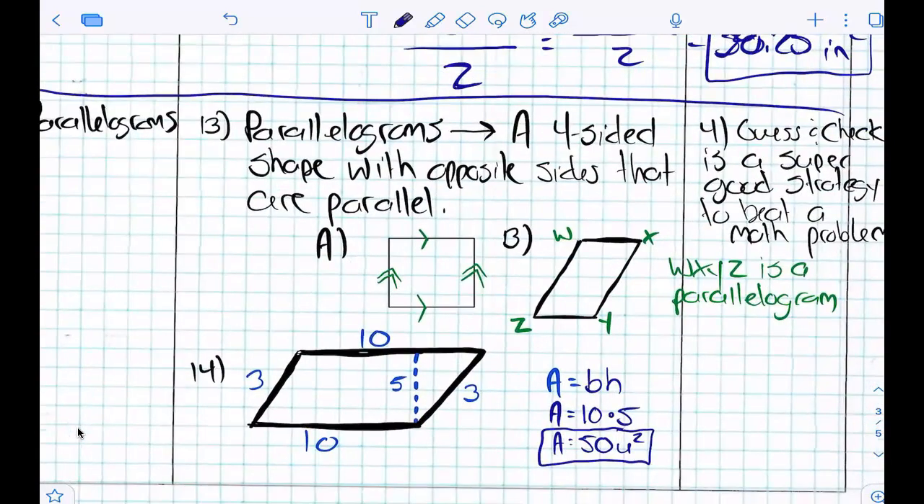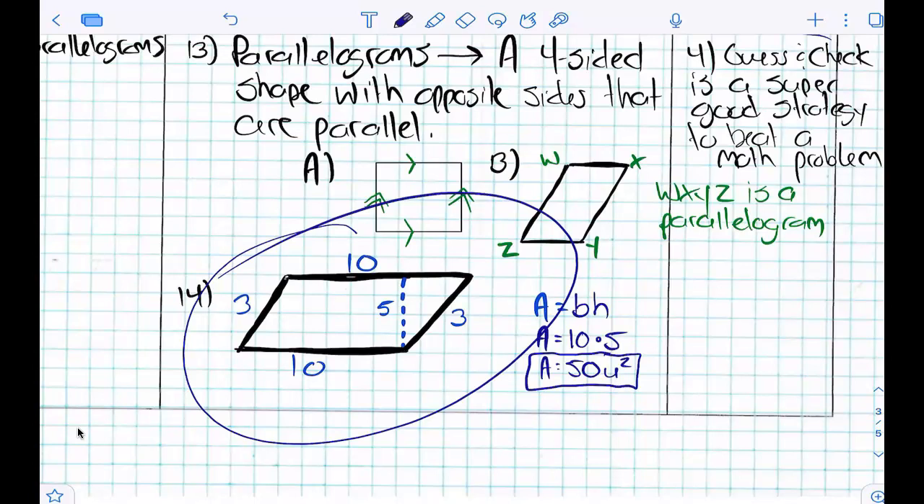All right, parallelograms. See this parallelogram right here? Is this 3 the height? No. Is the 5 the height? Yes. So the height would, again, be this straight up and down line. It can't have any slant to it at all, yes?